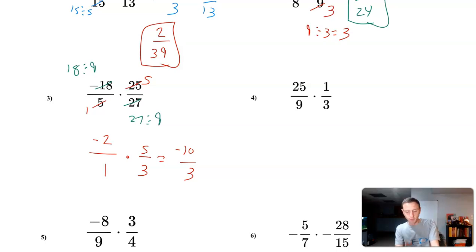Let's take a look at number 4. I have 25 over 9 times 1/3. So here, the 3 and the 9 look tempting, right? Like you see, oh, 3 and 9, that's got to work out, right? Because 3 goes into 9. But the 3 is in the denominator, and so is the 9, so I cannot simplify those at all. There's nothing I could simplify, so I'm just going to do 25 times 1, which is 25. 9 times 3, which is 27. So I get 25 over 27.